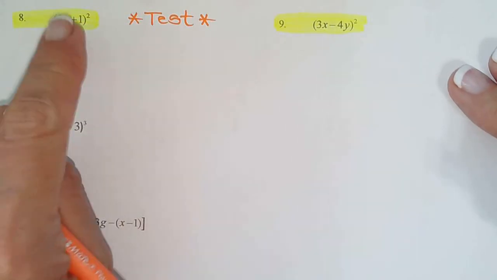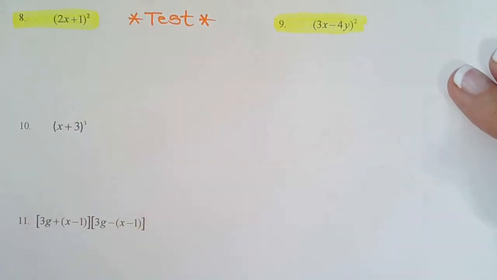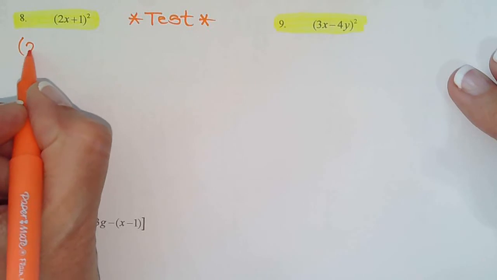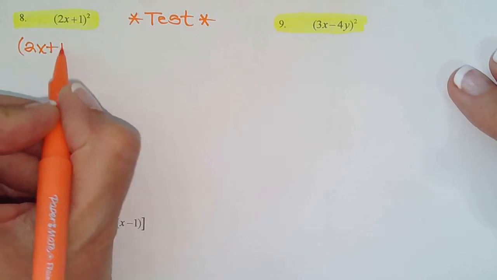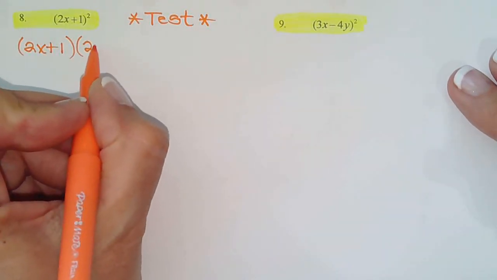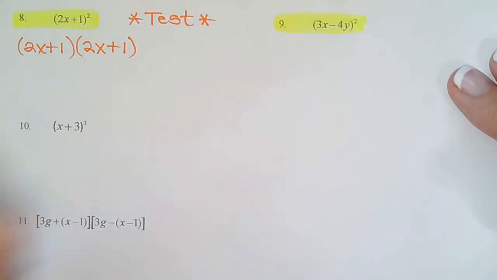What you have to do is you have to say, well, what does 2x plus 1 squared mean? Oh, that means 2x plus 1 times 2x plus 1. That's what anything squared means. Write it out twice, and then it's a FOIL problem.